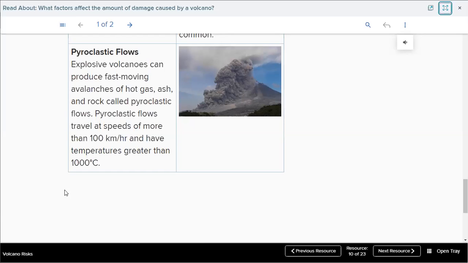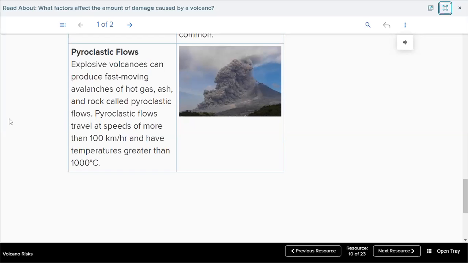So it's called pyroclastic flow. As you see now, pyroclastic flow means what? It means that an explosive volcano can produce fast-moving avalanches containing hot gas, ash, and rock. All these are called pyroclastic flow. These pyroclastic flows travel at a speed of more than 100 kilometers per hour.